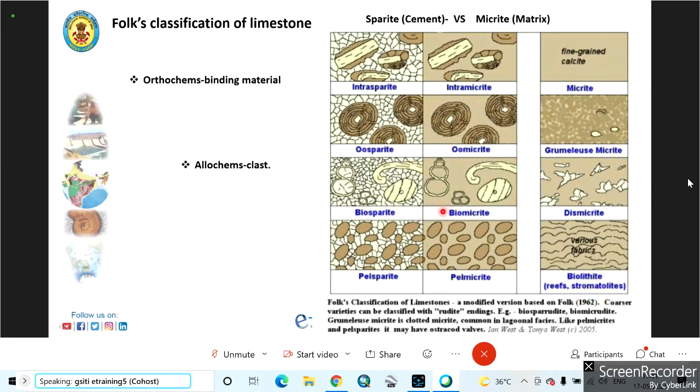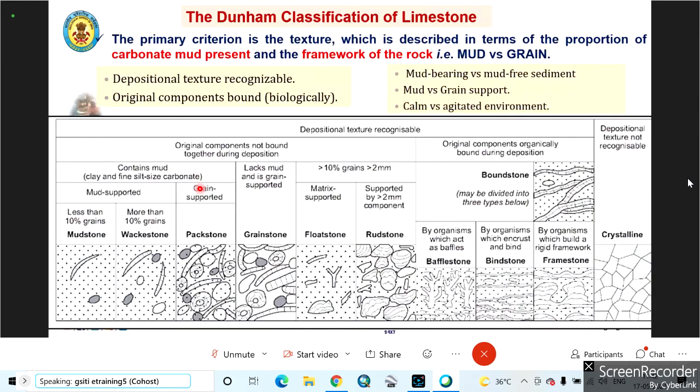So another classification is the Dunham classification. That is mainly based on the texture, and it is described in terms of the proportion of carbonate mud present, or the framework of the rock. It means the mud versus grain. So here these are the characteristic points to understand the Dunham classification of limestone: whether the depositional texture is recognizable or not, and whether the original components were bound biologically or not, meaning the original components were not bound together during the deposition, or the original components were organically bound during the deposition.